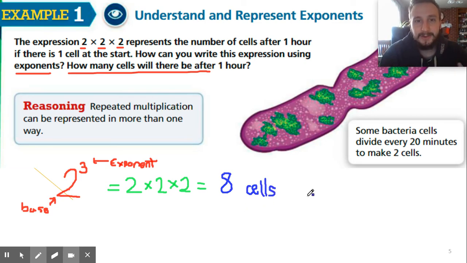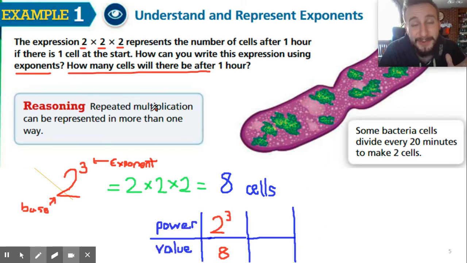So that's why we write it as an exponent form. Instead of saying 2 times 2 times 2, which takes a little bit of time, we can just say it's 2 cubed, 2 to the third power. And the way that we solve that is we just multiply 2 by itself 3 times. 2 times 2 is 4. 4 times 2 is 8. And that's it.